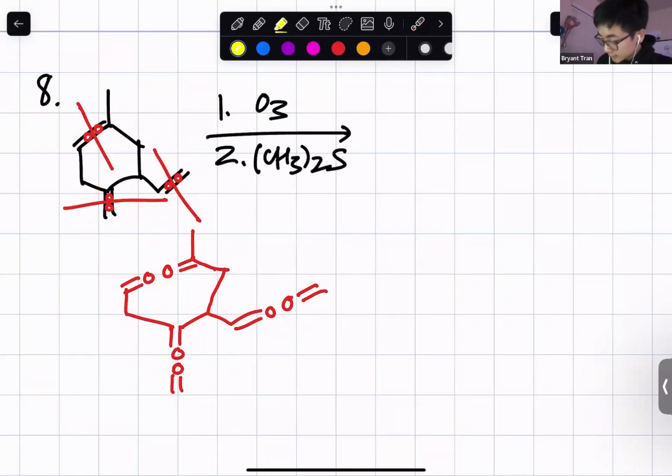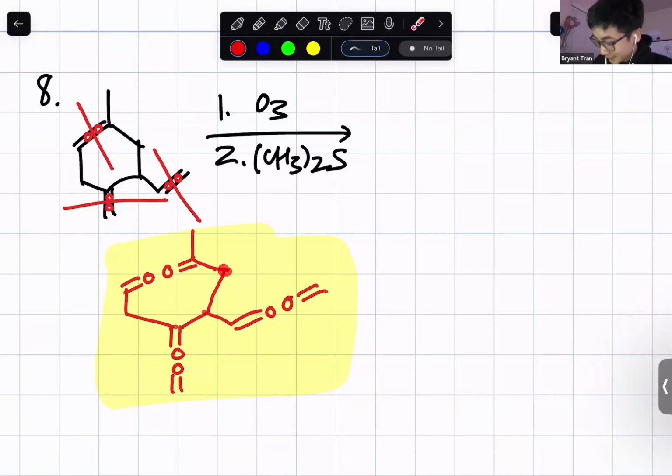You could leave this as your final answer and still get full credit. You don't have to worry about redrawing it nicely, because that's the same thing, right? As long as it's clear where your carbons are, make sure your carbons are well bent and drawn out. Don't make them curved or hard to read.